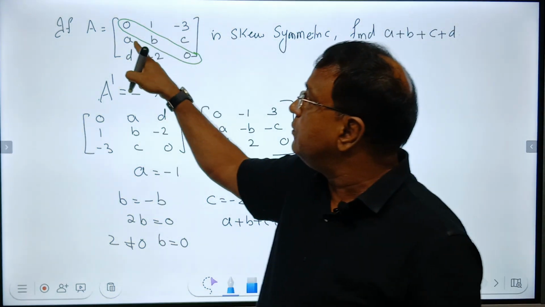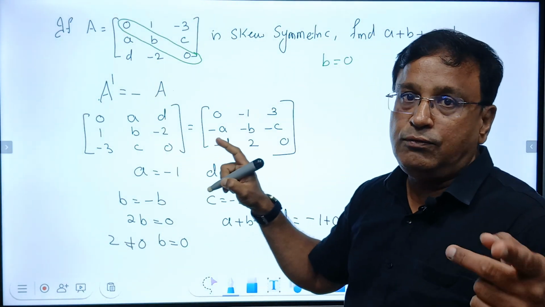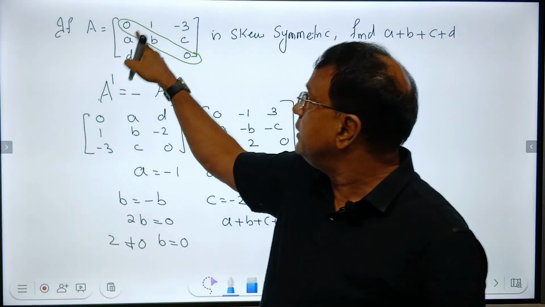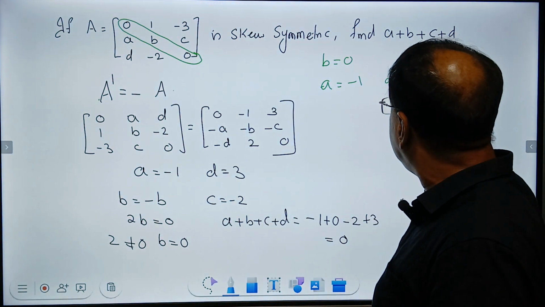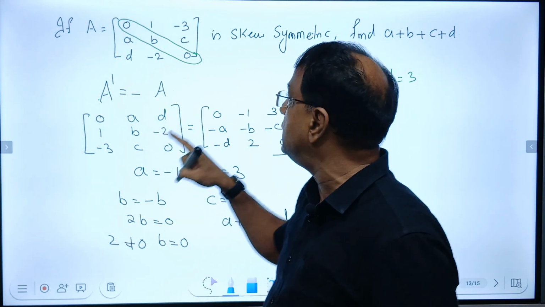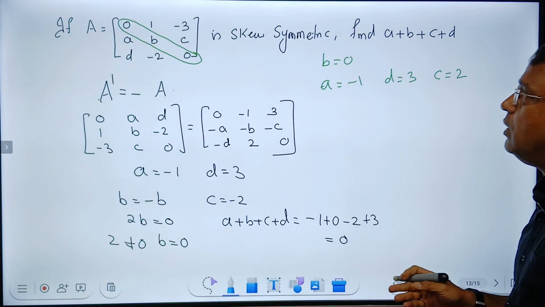And also I have told you, they will be numerically equal but algebraically of opposite sign. So A should be minus 1. A cannot be 1. A should be minus 1. D should be 3. Opposite sign. Minus 3 should be plus 3. And C should be 2. That's exactly what I got.